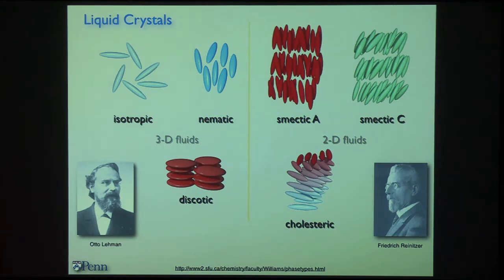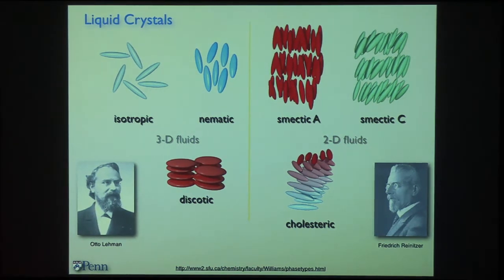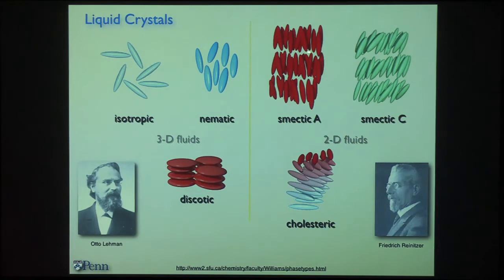Smectic comes from the Greek word for soap, smegmos. It's interesting, ivory soap means a smectic. If you dissolve it in water, it actually does this. So a smectic is something where the molecules are all oriented in some particular direction, and they start making layers.